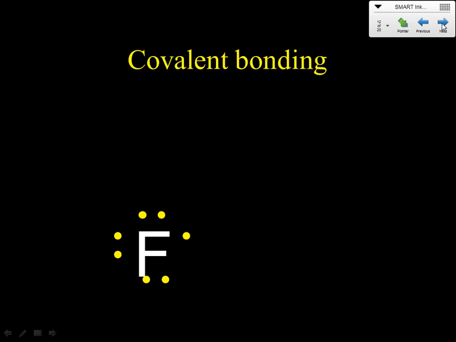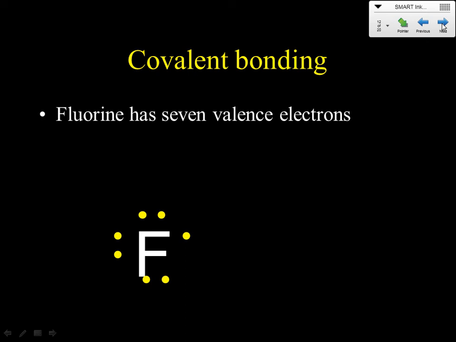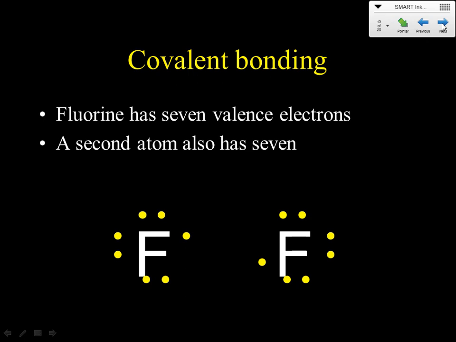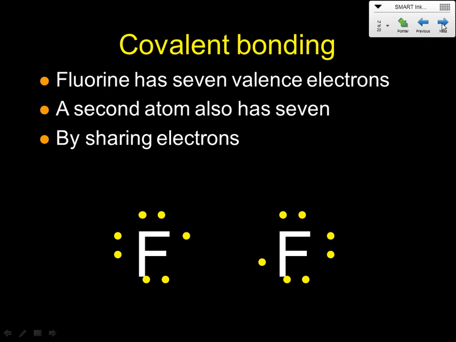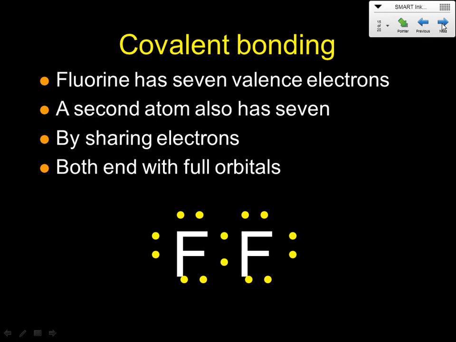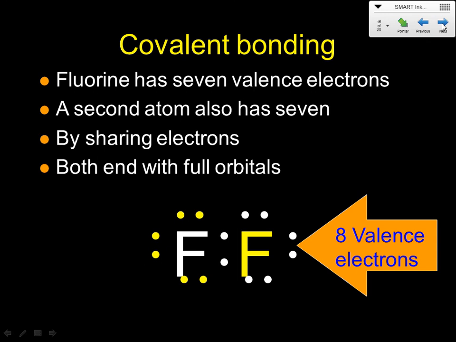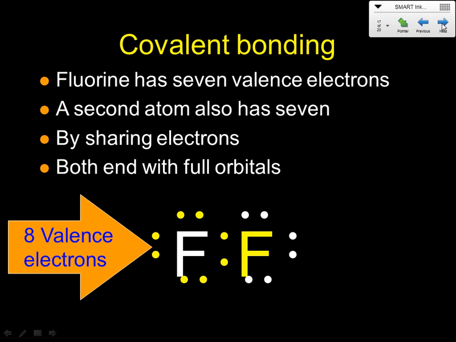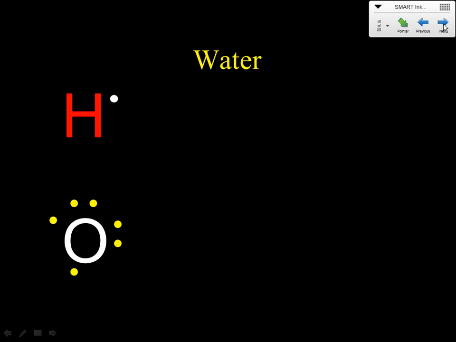Here we have fluorine. You can see it has 7 valence electrons. Well, it needs 1 more valence electron. A second atom also has 7. So fluorine can share an electron with the other fluorine atom, giving each of them 8 valence electrons. So both of them are going to end up with full orbitals: 8 valence and 8 valence.